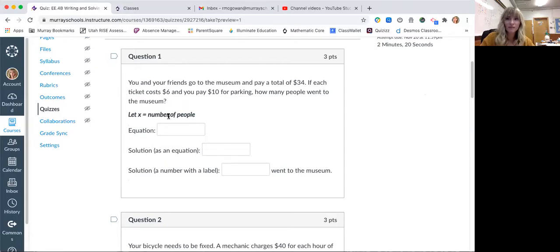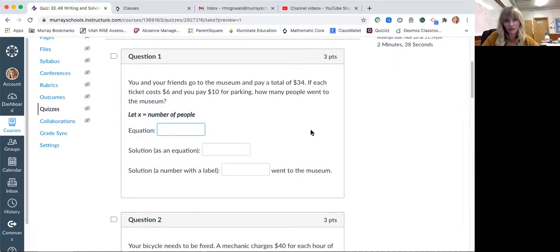So far, all we've done is written the equation. That's still step number 1. Actually, step number 1 is this part that I already did for you. Assign a variable. So if the question asks how many people went, then x is the number of people. Now, in this first box, we are going to write an equation from this scenario.